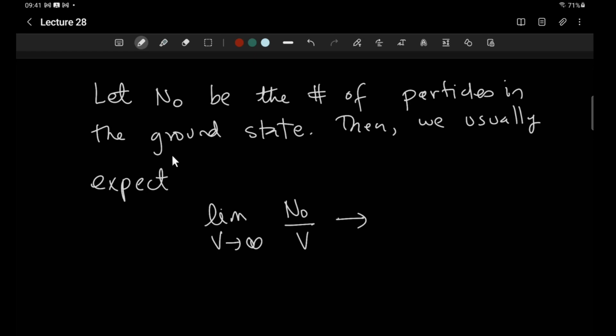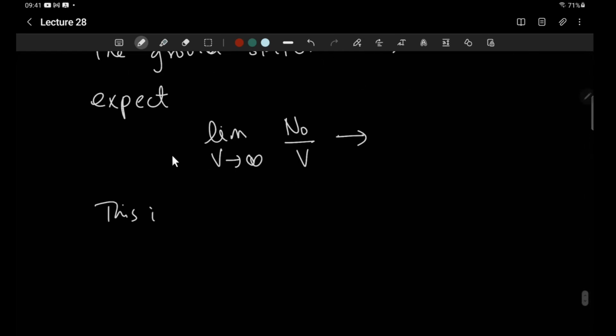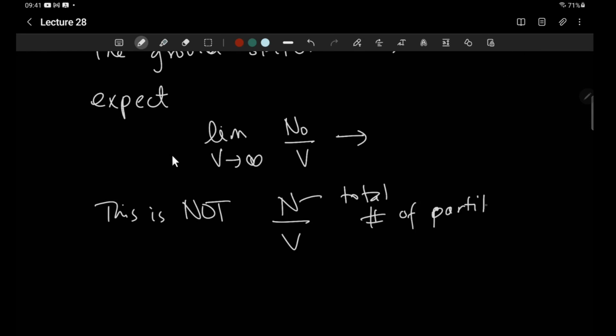So these n0 will, so number density, of course, this is not n by V. N is the total number of particles. This is n0, which is just the number of particles. So what is it you should expect? It should go to zero in the thermodynamic limit. This is what we expect, and it's actually true. Generically, this is true.